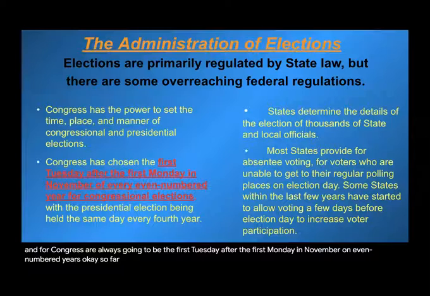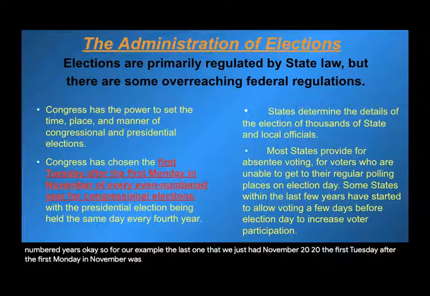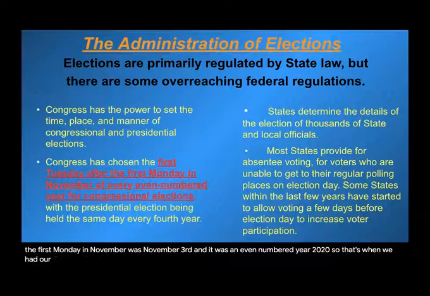Okay, so for our example, the last one that we just had, November 2020, the first Tuesday after the first Monday in November was November 3rd, and it was an even numbered year, 2020, so that's when we had our congressional election.